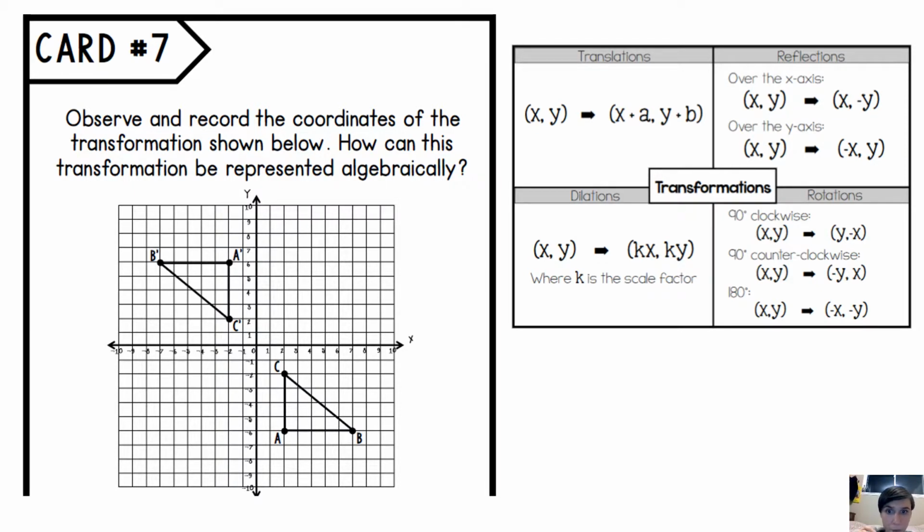Okay, first of all, it's the same size, so I'm going to cut out dilation. It is not facing the same way, therefore I can't use translation. And if it's a reflection over the x, remember that this is the pre-image. If it were reflection over the x, it would be up here. If it were a reflection over the y, it would be over here. But since it's none of those, it can't be a reflection, it has to be a rotation.